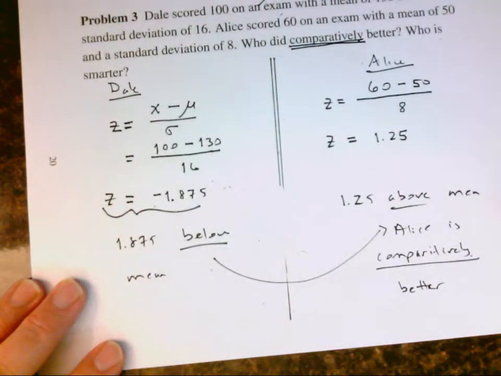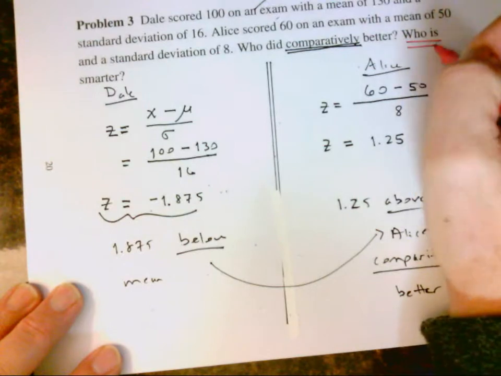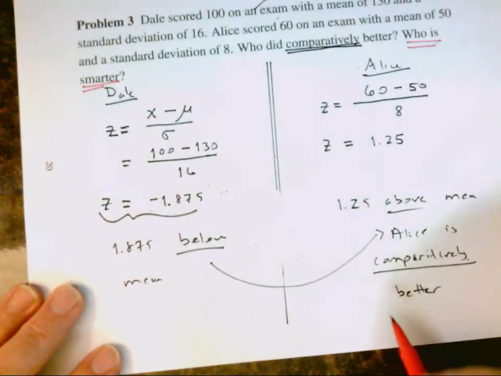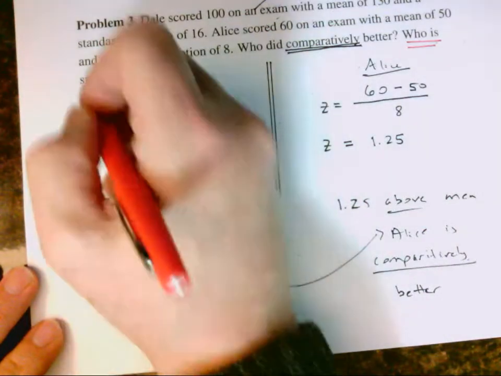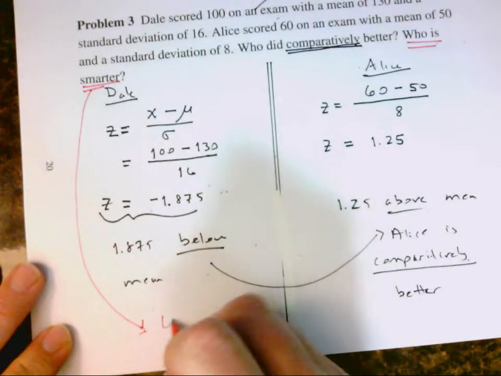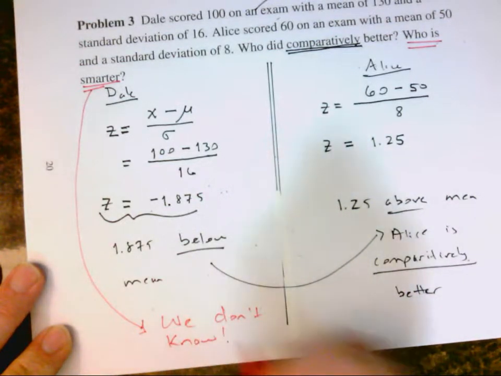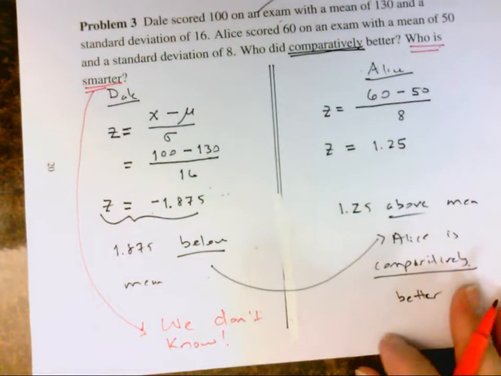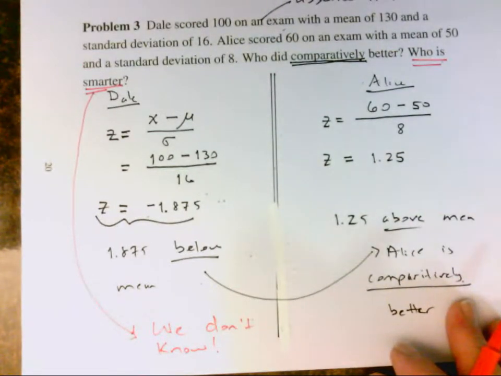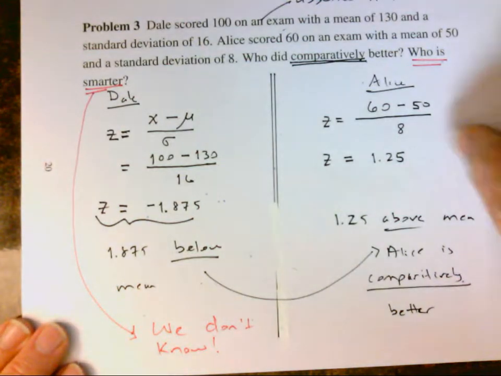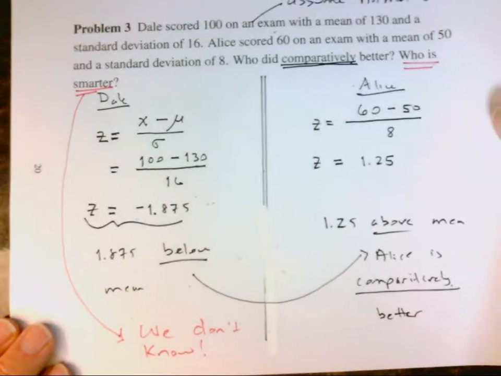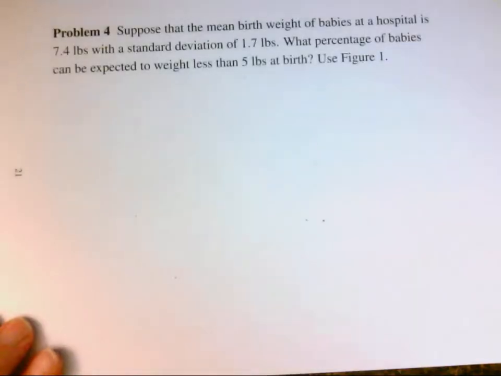Now, I included the second question here because people will often go too far in their conclusions. Who is smarter? We have no idea. Because we don't know what these tests covered. We don't know if the tests themselves are comparable. Human intelligence is an incredibly complex, multidimensional thing. There's no way with two tests that you could say that one person is smarter than another. Be careful, because a lot of people out there don't know this, but you should.